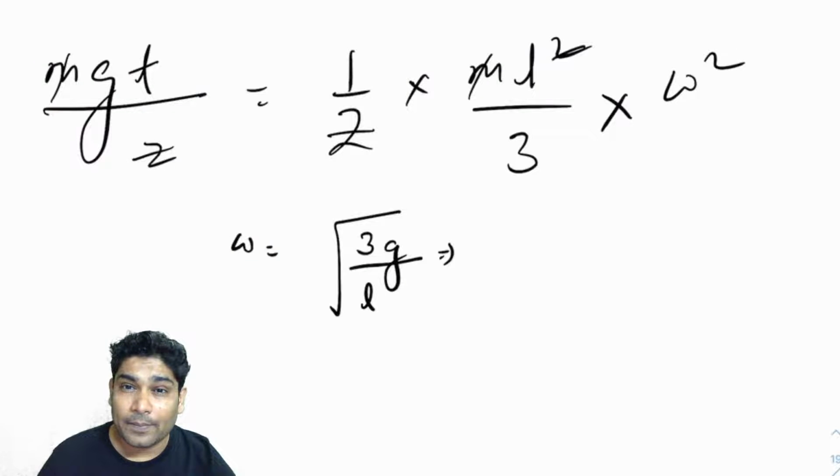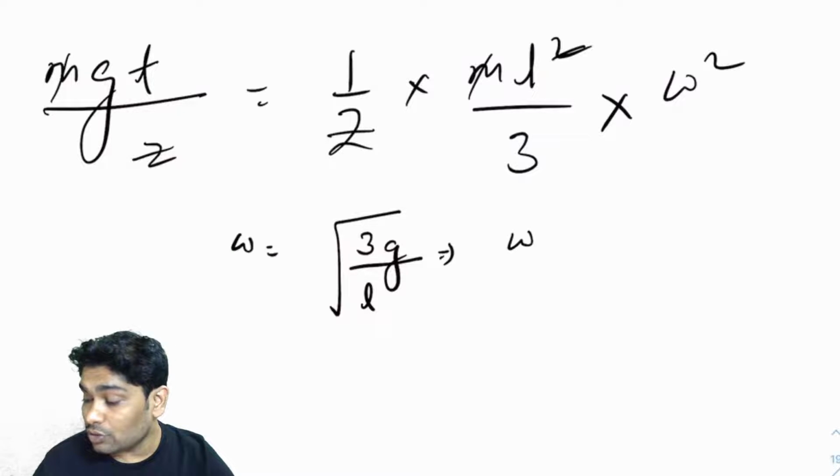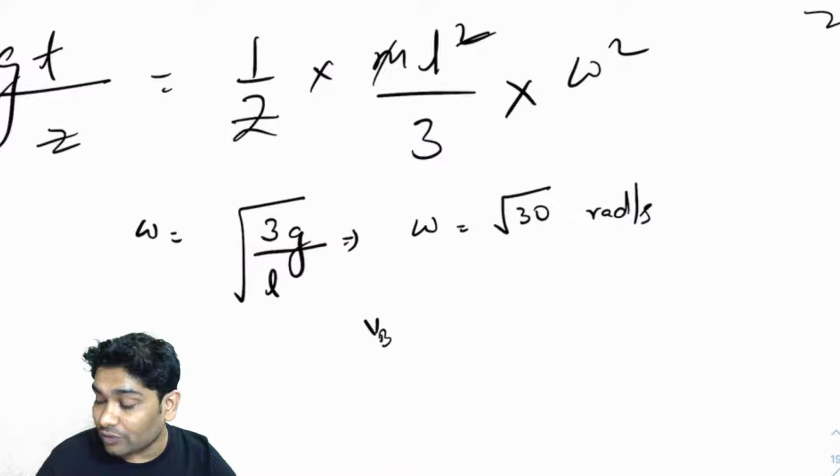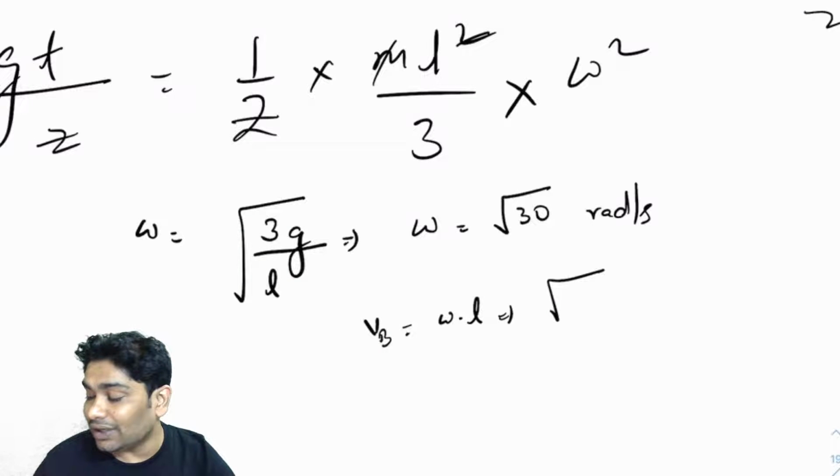Alright. So L is 1. So omega I am getting as root of 30. And since the length is 1, speed of B would be omega L, which would be root 30 meter per second.